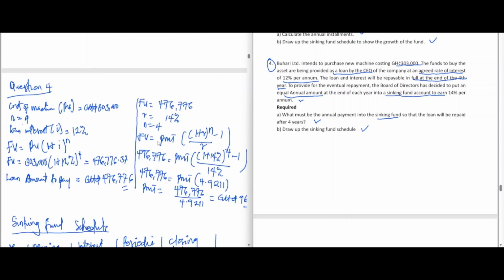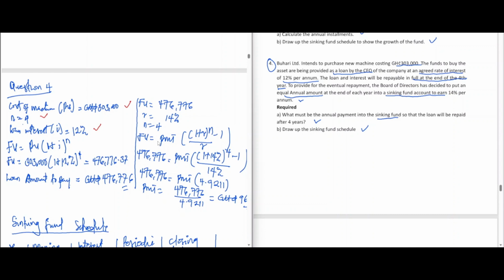So from the question, we know that the cost of the machine is 303,000 Ghana cedis. For how many years? 4 years. Loan interest is 12%, right? In this case, they are taking a loan of 303,000 Ghana cedis at an interest rate of 12%. So we have to get the future value of this loan that they will have to pay at the end of 4 years, right? So we have to use the future value for a lump sum formula to calculate that.